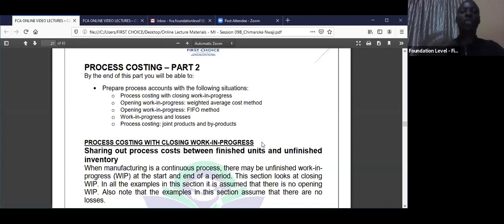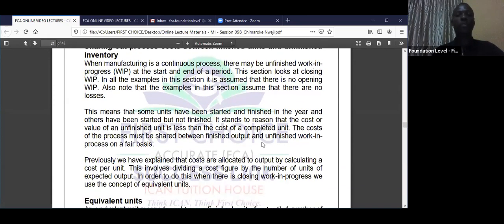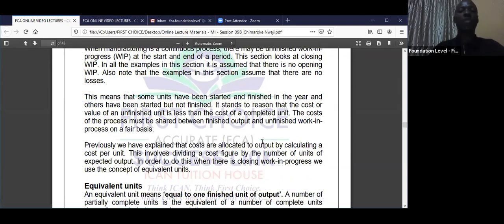So when manufacturing is a continuous process, you find out that in one period, there will be unfinished products, which we call work in progress at the end of the period, which will also become work in progress at the start of a period. So this section will be looking at work in progress at the end. Later we'll look at work in progress at the beginning. So let's look at some examples. All right. In work in progress, it means that some units have been started and finished in the year, which we call completed outputs, while others have been started but have not been finished. So that means there is a percentage that they have completed, and there are percentages that have not been completed.